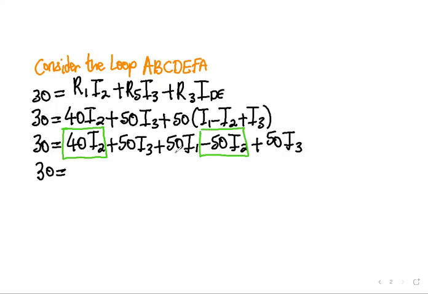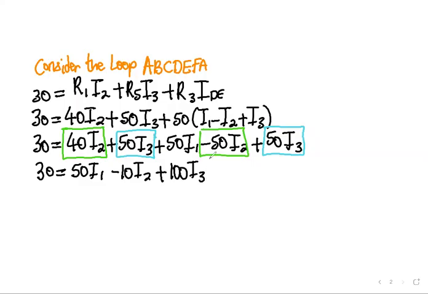And then this one of 50 I3, I'm gonna pair it with this one of 50 I3. Do you see? So on the next step, I'm just gonna write 50 I1, and then the green one's 40 minus 50, that's gonna be negative 10 I2, and then the blue one's 50 I3 plus 50 I3, that's gonna be plus 100 I3. So that on its own is going to represent our equation number 1 on our loop.